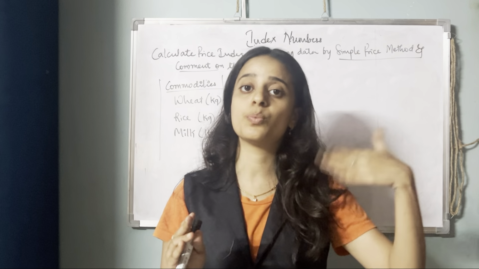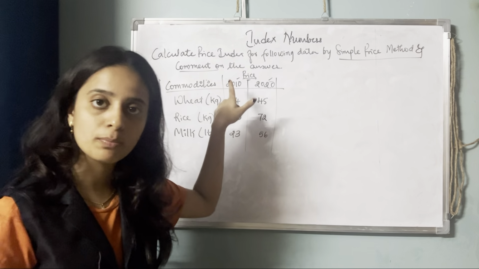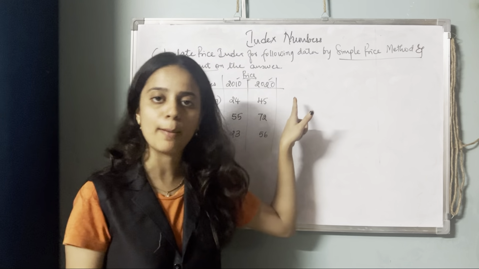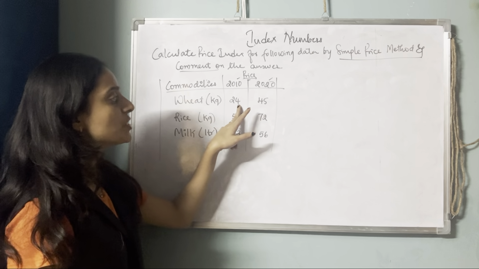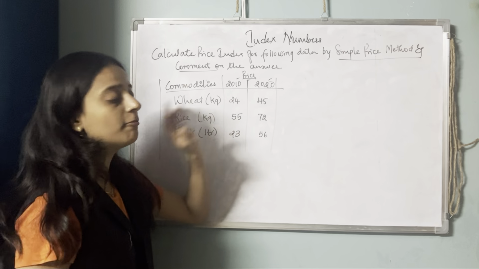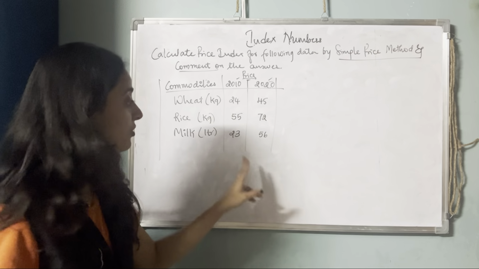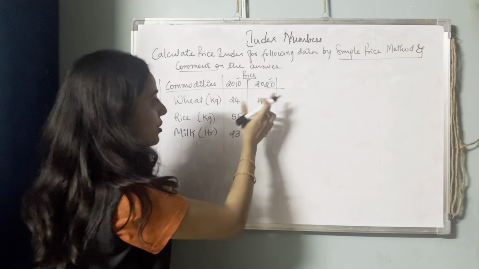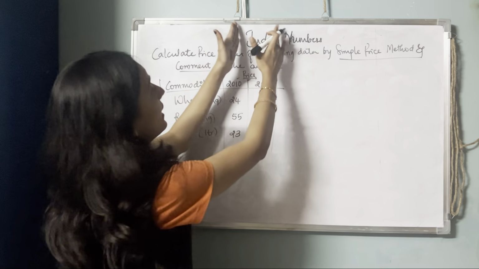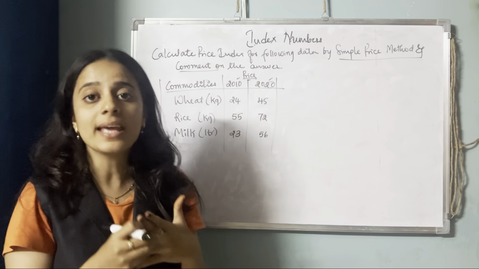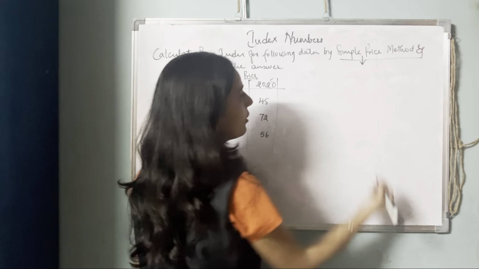What I had told you, which is very past, that is nothing but the base period. So 2010 happens to be our base period and 2020 happens to be our current period. Wheat per kg, the price is 24 in 2010 and 45. Rice 55, 72, milk 22, 23 to 56. There is a shift in the prices, right? Change in the prices. This is what we study in index numbers, how things change over time.